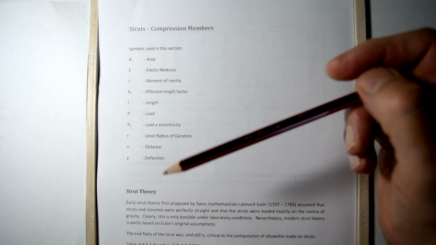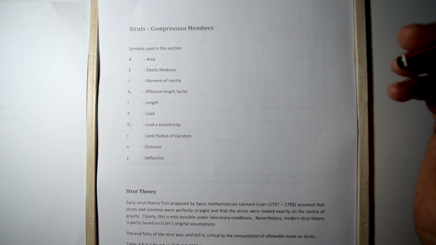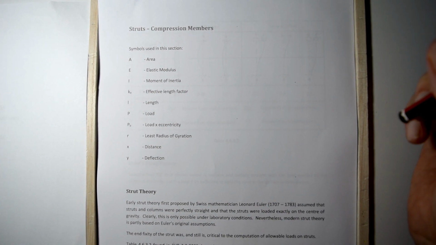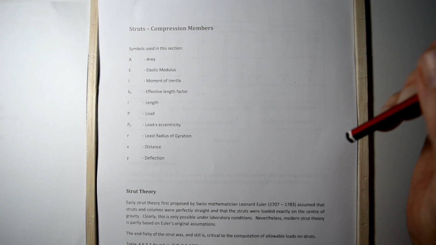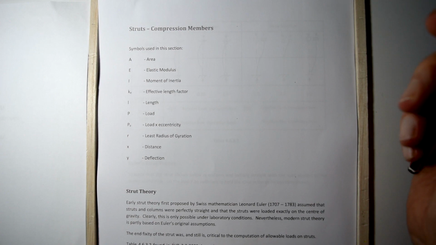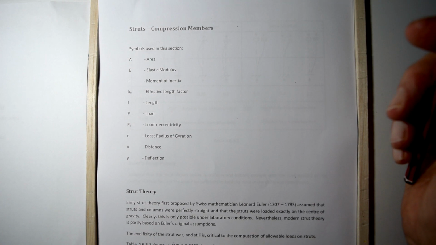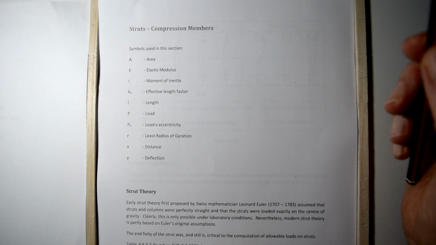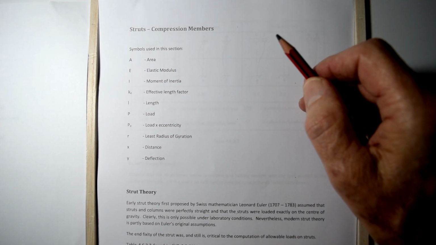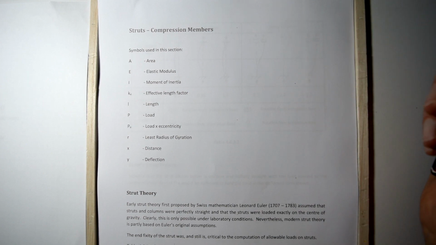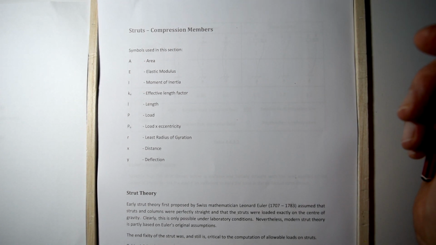I've got the strut theory as proposed by Leonhard Euler, a very famous Swiss mathematician who lived between 1707 and 1783, who came up with a mathematically correct view of the behavior of struts, but this pure mathematical view could only be possible under laboratory conditions, not in the real world. His theory still plays a large part in the analysis of struts.